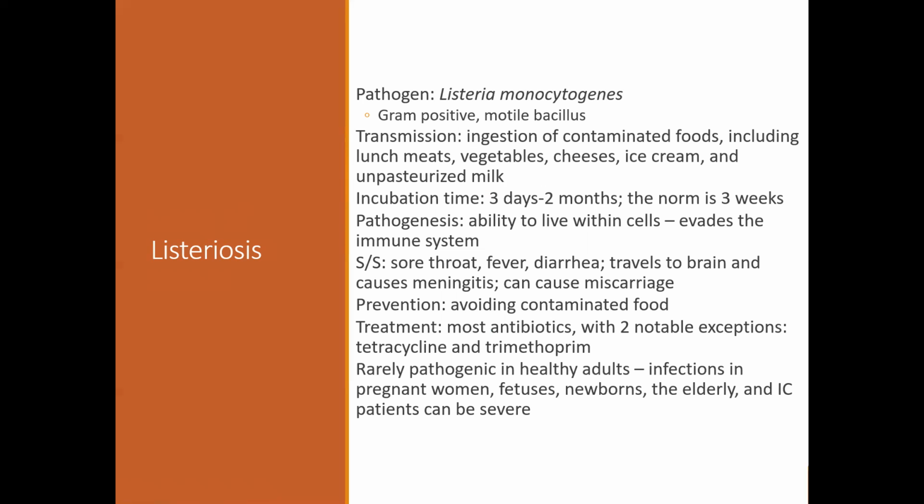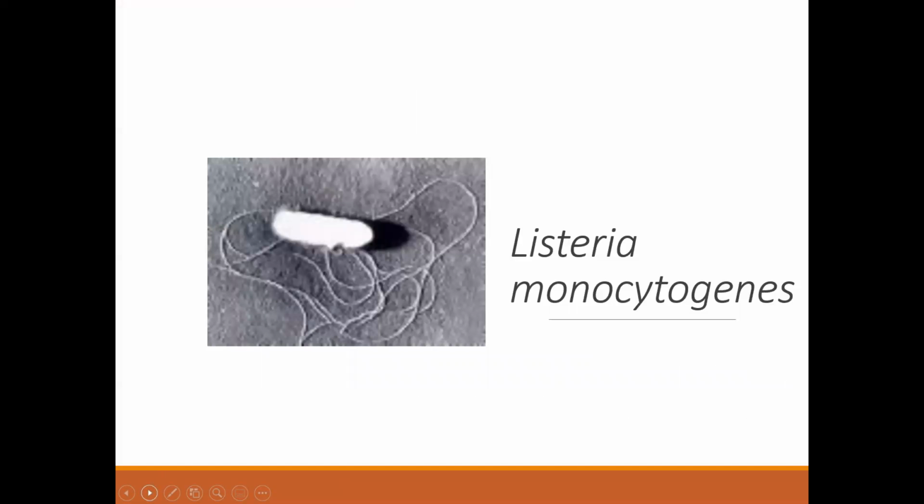And for most people, they're not going to have any problems. But in pregnant women, it can cross the placenta and cause damage to the developing fetus. It can also cause miscarriage. Newborns, the elderly, and the immunocompromised are also at risk. Normal, healthy adults really don't have any problems with listeriosis. Really, pregnant women are the most at risk. And that's why, when you get pregnant, you go to the doctor and they give you a list of foods that you can't eat. Part of that is due to listeria.